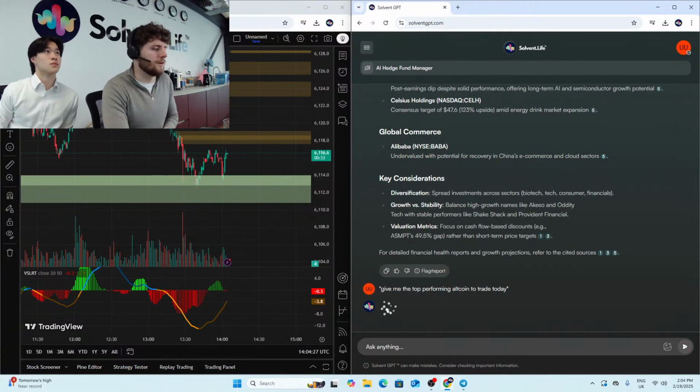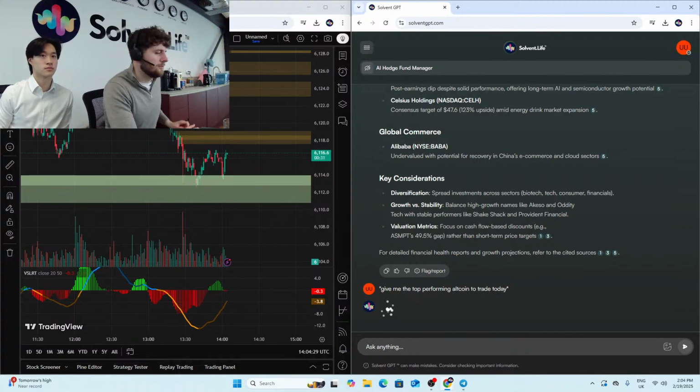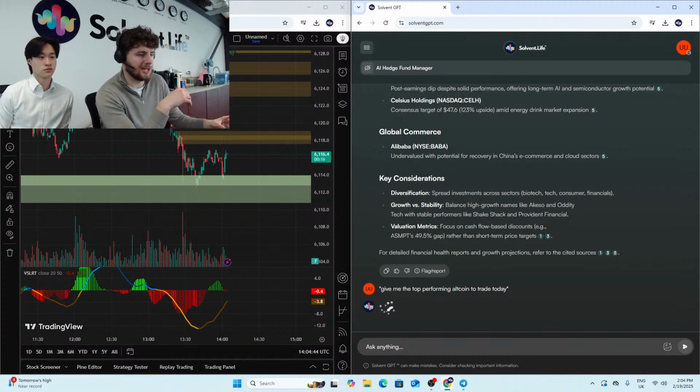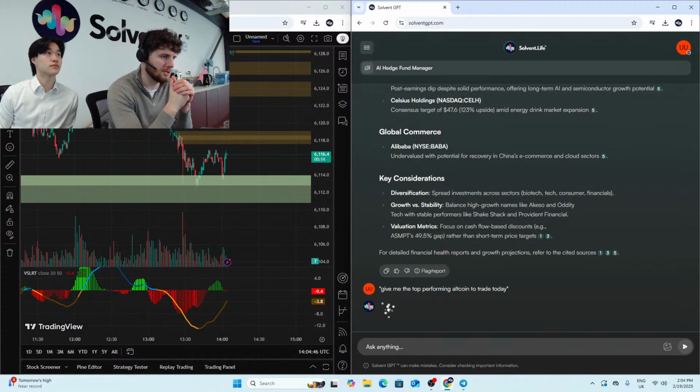We want to find an altcoin that has been performing quite strongly in terms of monthly performance, and potentially we could trade it today. Using a centralized exchange we could buy or sell, and potentially see if there's any money to be made doing any sort of crypto.